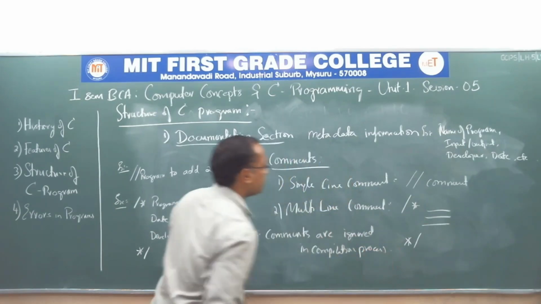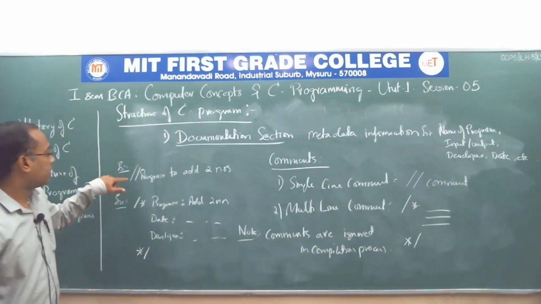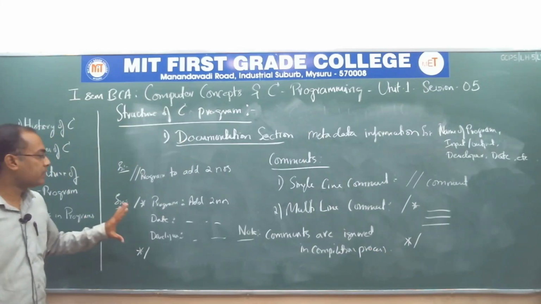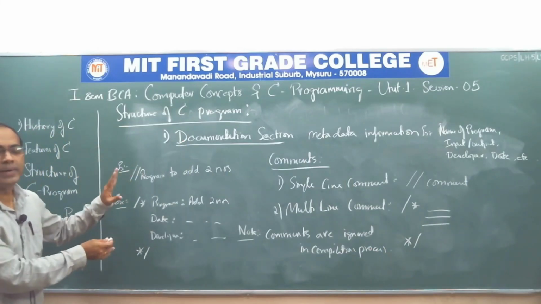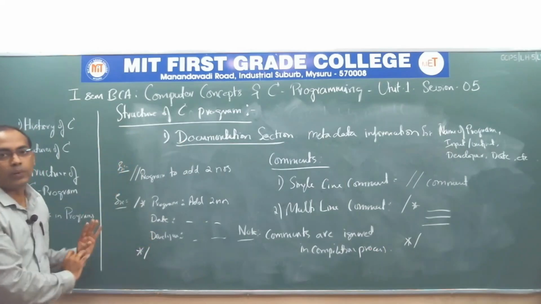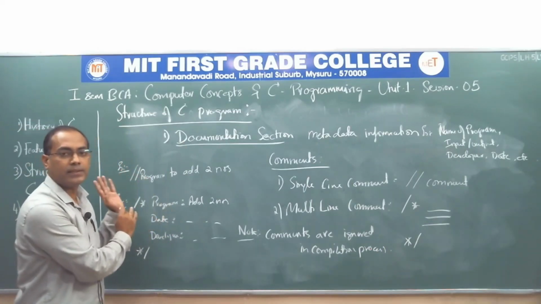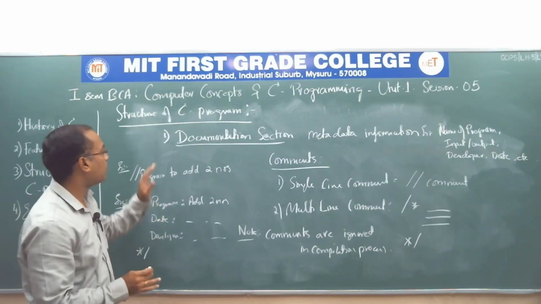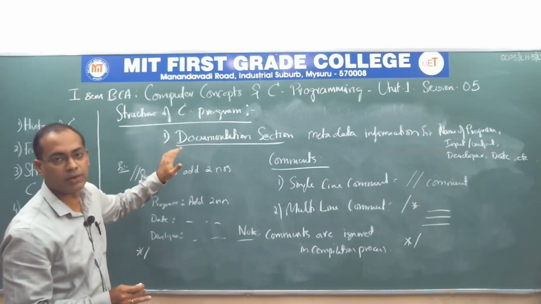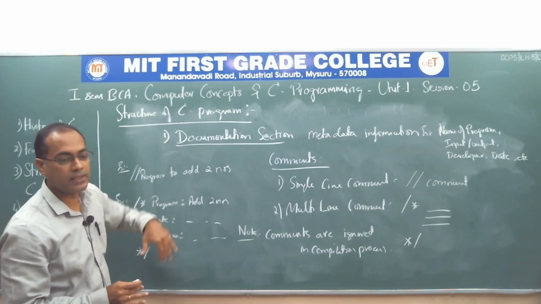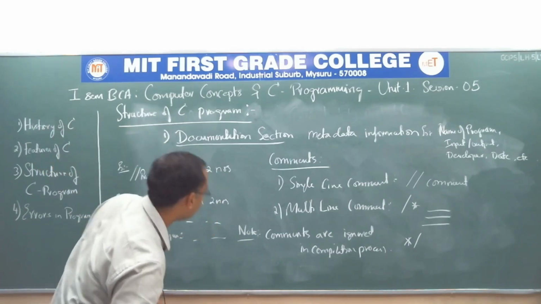So that means the processor, when it sees these kinds of symbols, knows that yes, these are all comments and I don't need to convert this into machine level instructions. So it will just skip all these things. Now we understood the first section of the C program. Now we'll see the next section.